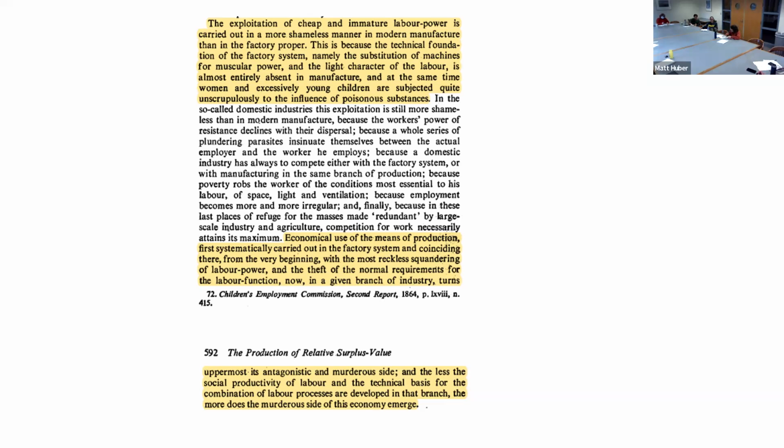Economical use of the means of production, first systematically carried out in the factory system, coincides there from the beginning with the most reckless squandering of labor power and the theft of the normal requirements for the labor's function, and now in a given branch of industry turns uppermost into its antagonist and murderous side. Really strong language. He's talking about a murderous process of production. And the less the social productivity of labor and technical basis for the combination of labor processes are developed in that branch, the more does the murderous side of the economy emerge. So in the domestic industries, the manufacturer, the less developed they are, the more murderous this transition will be on them.